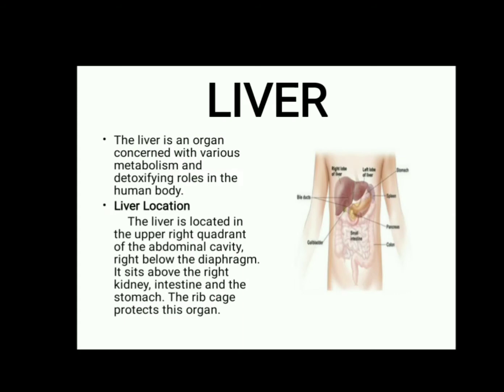Liver is an organ concerned with the various metabolism and detoxifying role in the human body. Talking about the liver location, it is located in the upper right quadrant of the abdominal cavity, right below the diaphragm. It sits above the right kidney, intestines, and the stomach. The rib cage protects this organ. As you can see the location of liver in the given picture.